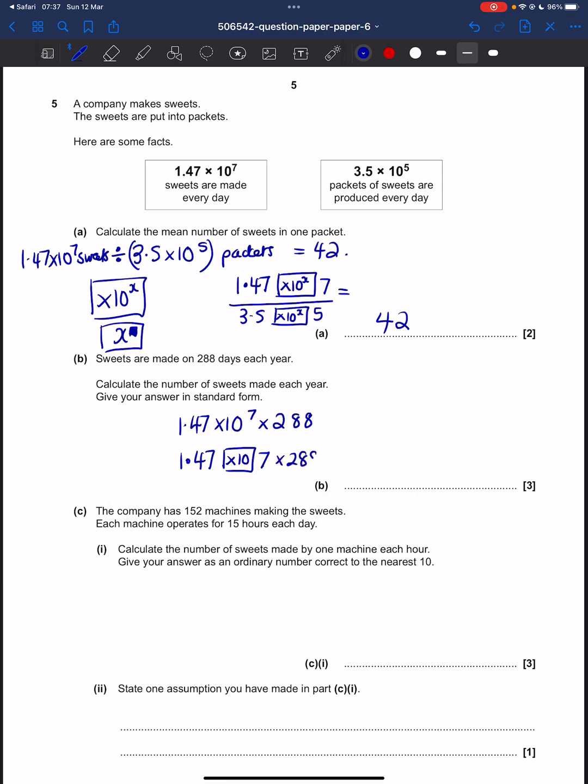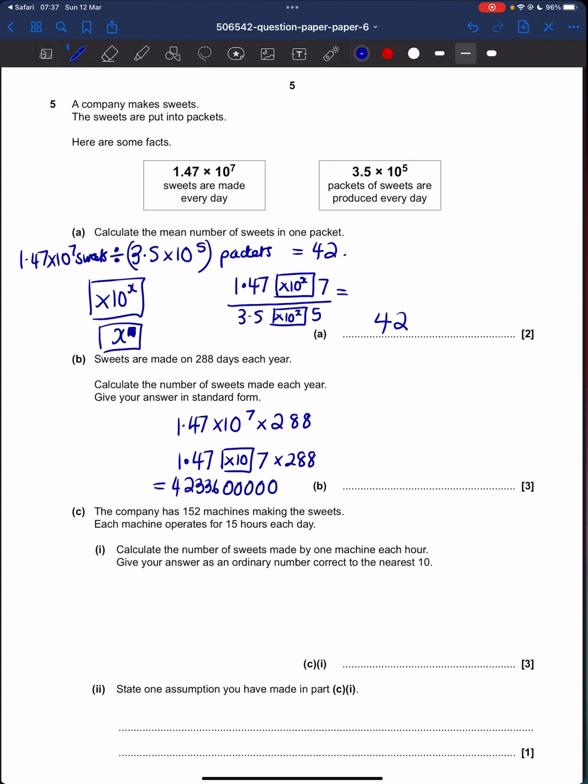So that, worked through on my calculator. I didn't need to put brackets in. It's 1.47 times 10, and that number is there. That's a 7, and then times 288. And the calculator gives your answer as 42336 with 5 zeros.